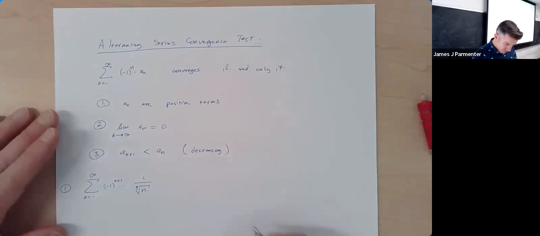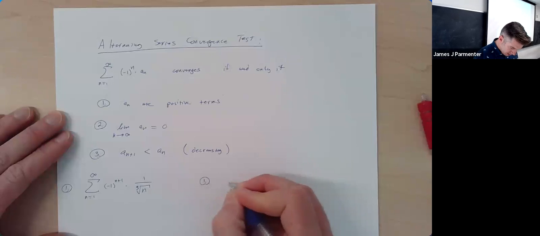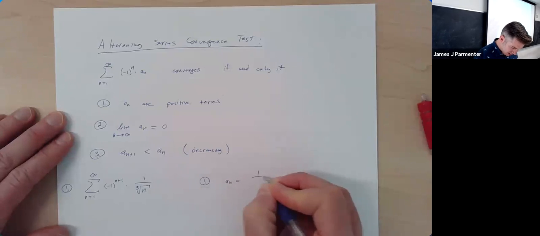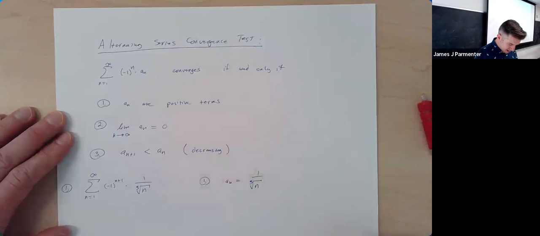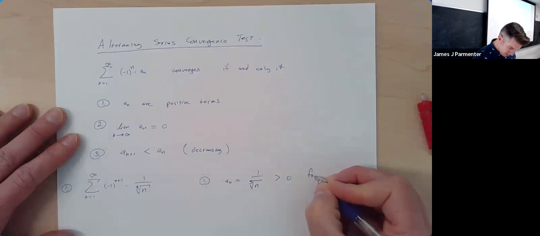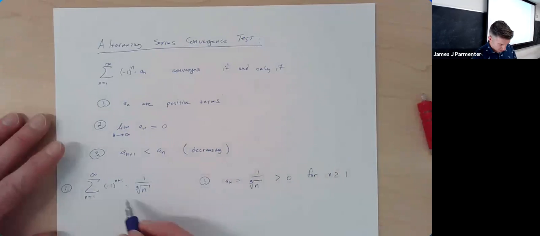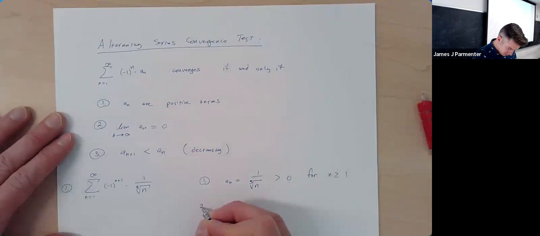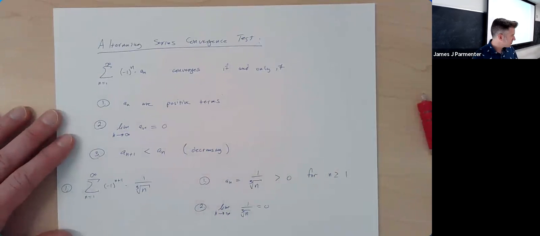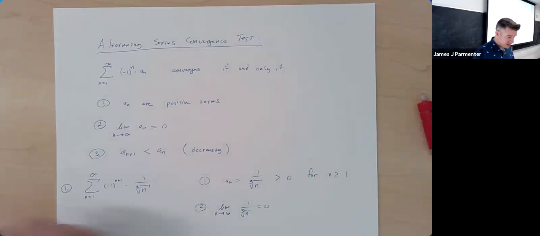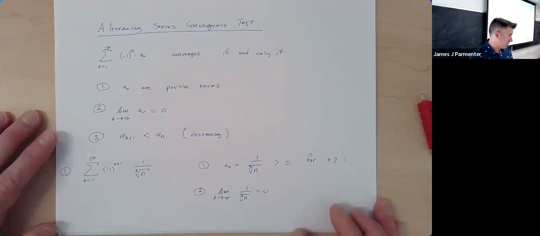So let's check. Thing 1, a sub n, equal to just the non-alternating part, is definitely positive for n bigger than or equal to 1, which is where we're starting. Thing 2, the limit's going to be 0. The limit as n goes to infinity of 1 over the cube root of n definitely is 0. And here, showing it's decreasing, I don't think is very hard at all.